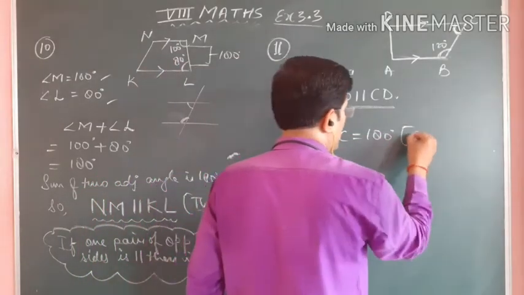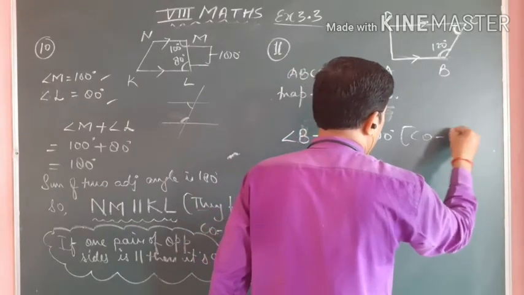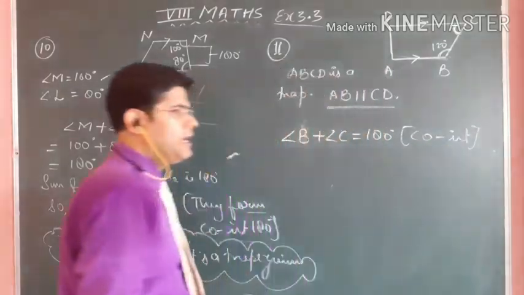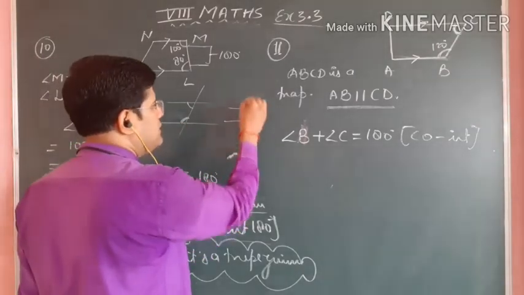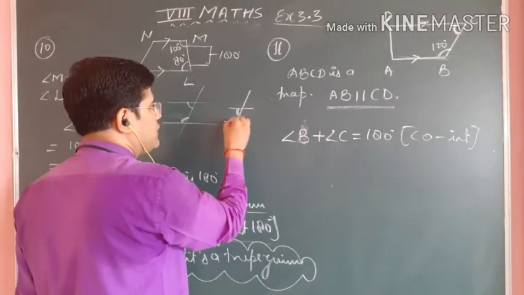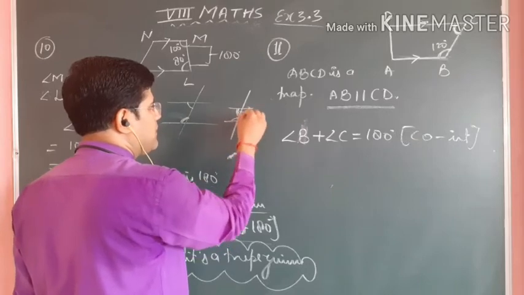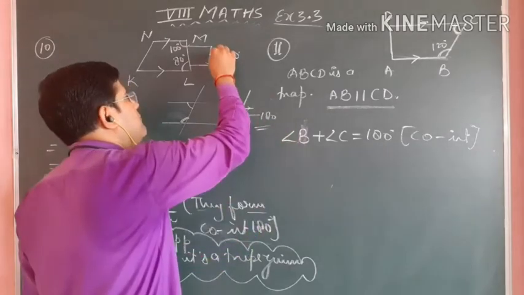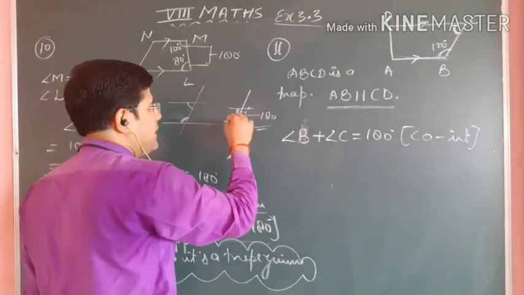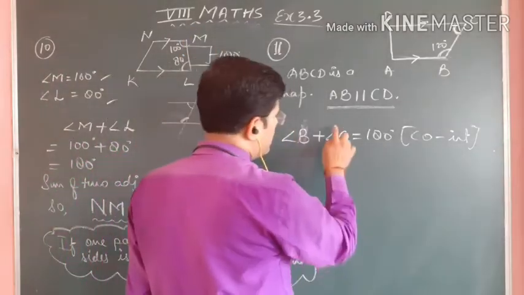Why? Co-interior. That property you have been taught in class 7. What is co-interior? I taught you that when two lines are intersected by a transversal and those lines are parallel, then the angles form 180 degrees. If they form 180, then the lines must be parallel, and if they are parallel, then the angles must be 180. These are the vice versa properties.